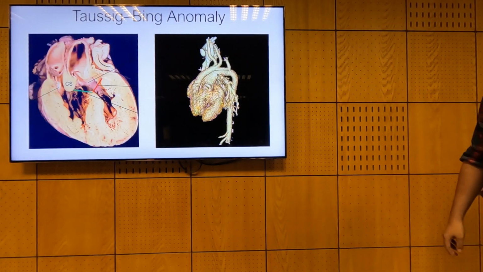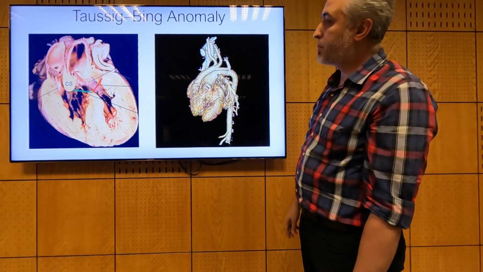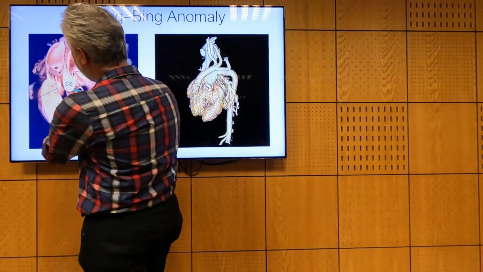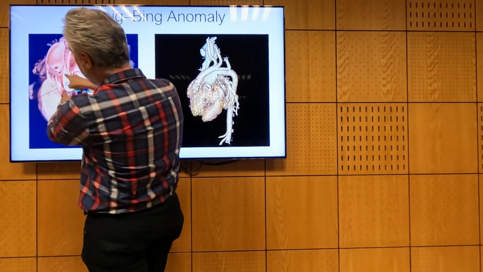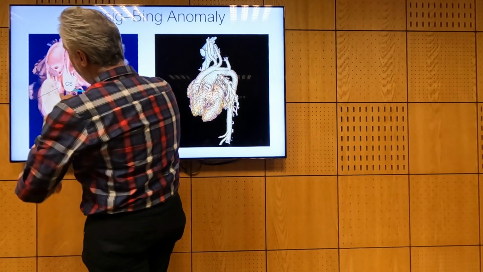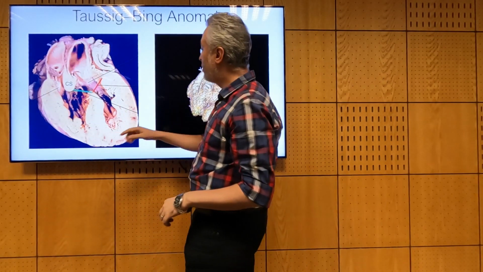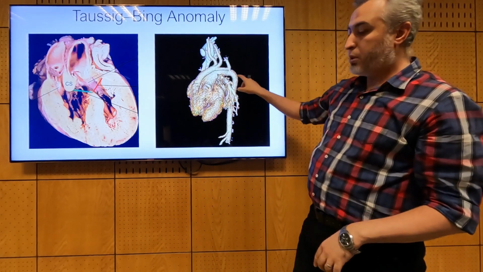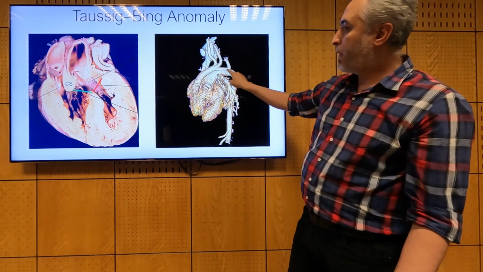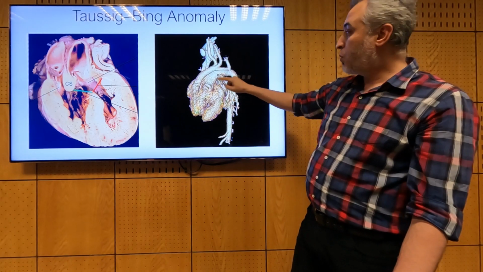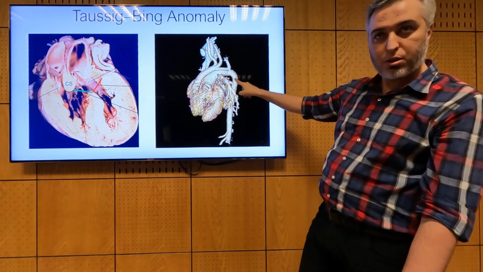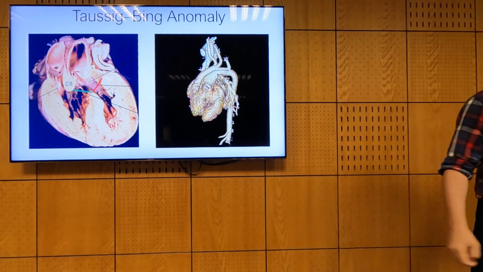So this is again a patient with Taussig-Bing anomaly. So the aorta comes completely from the right ventricle, more than half of the pulmonary artery, conal septum near the free wall. And then you can see the ascending aorta. This is a CT with the reconstruction, and you can see the hypoplastic aortic arch. Well, actually, most of the descending aorta is supplied by the patent ductus arteriosus. Okay.